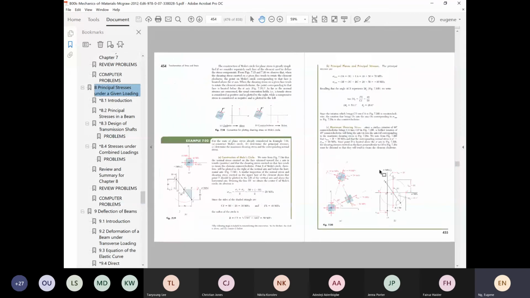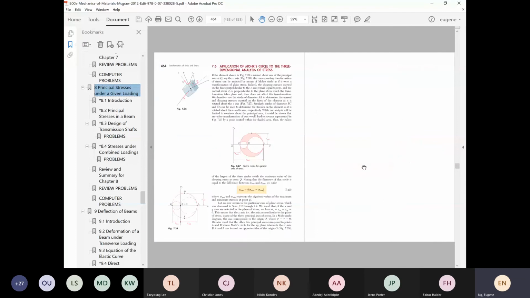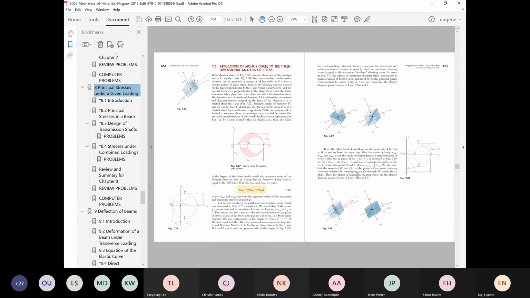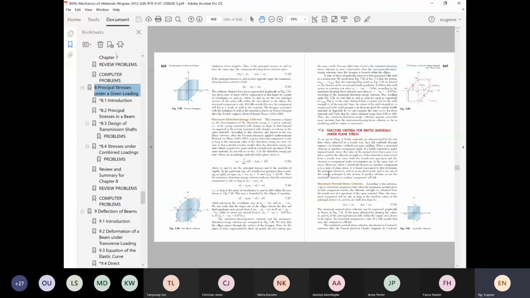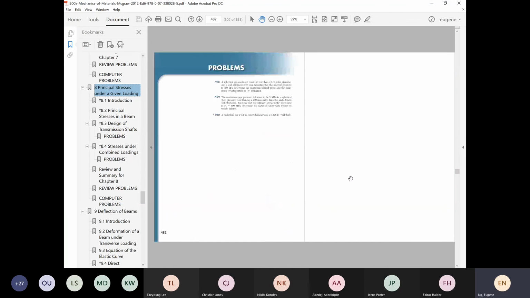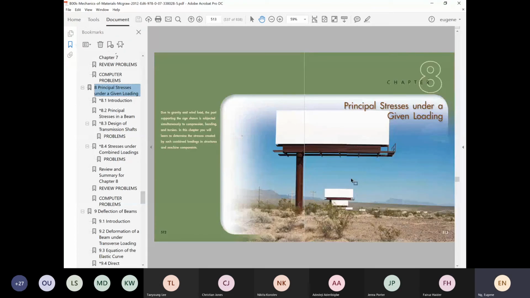But if you have to read, read shear criteria. So if you want to read, read chapter 7.5, 7.6, and 7.7. Just read Tresca. And if you look at the problem set under combined loading, it's in chapter 8. Yep, chapter 8. So I'll write this down.